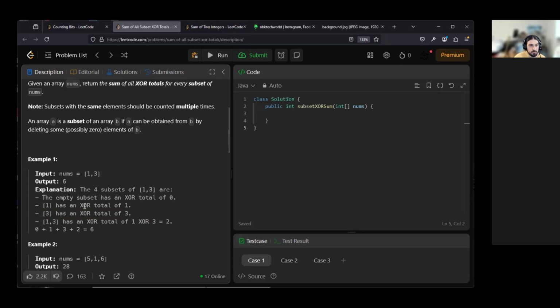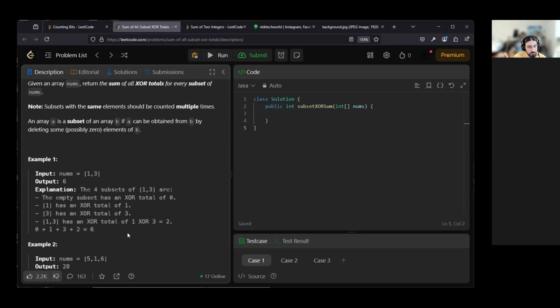Now, the question asks: I want you to take every subset, compute the XOR, and when you've got the XOR of every subset, add them up, and that's the answer. So the XOR of empty is basically 0, and the XOR of just an individual element is itself. The other one is 1 XOR 3, which gives you that number. So you add them up, you get the solution. Okay, so that's the question here.